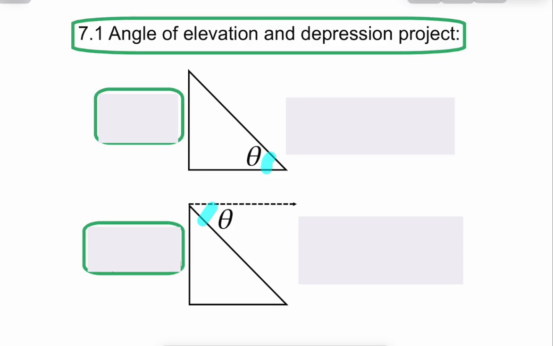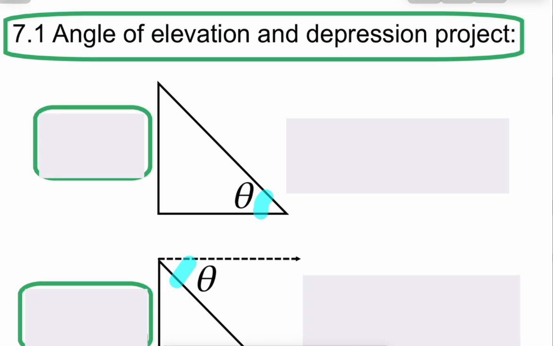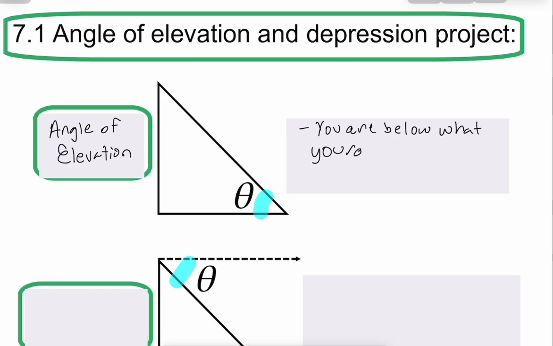Okay, so first I want to talk about what an angle of depression and elevation is. You need to know where they're located. So this top one here is an angle of elevation. In this particular case, you are below what you are looking at, above you. Okay.